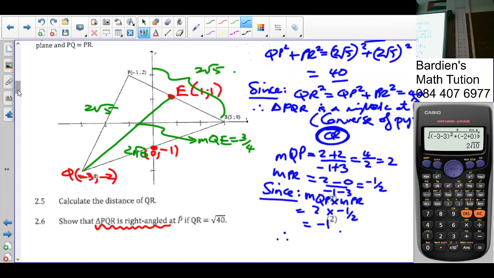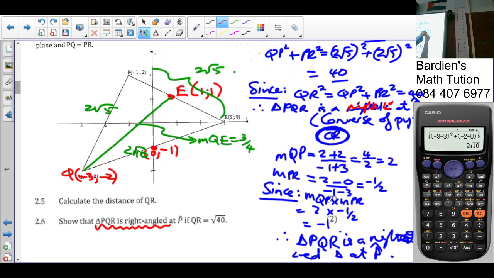Therefore, triangle PQR is a right angled triangle at angle P. Okay, suppose I've said it's right angled at P.